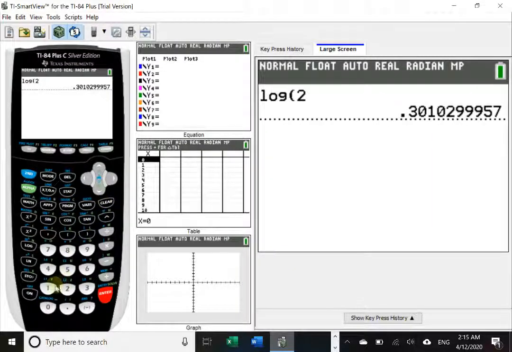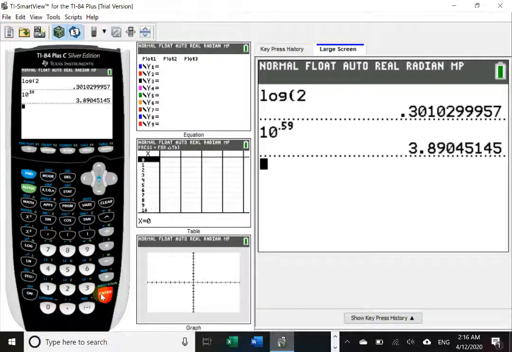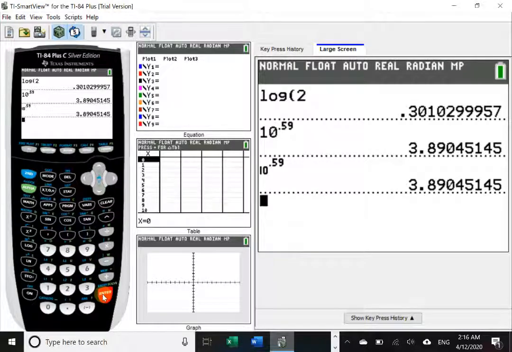Let's do that one. So I'm going to go 10, and here the caret or hat sign, there you go, to the power of 0.59, enter. That's 3.89 and change. And I believe you can also do the same thing with second, and then log gives you 10 to a power, you see that? And then just put 0.59. So two different ways you can do it, and you get the exact same results.